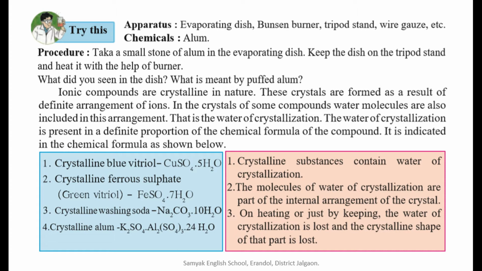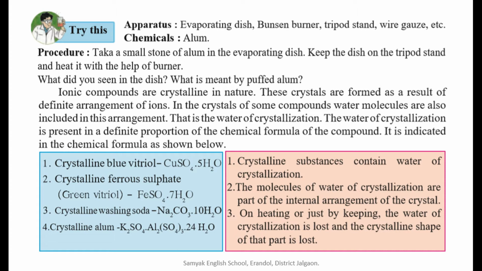Now let's look into this. Ionic compounds are crystalline in nature, and these crystals are a result of a definite arrangement of ions in their structure. In the crystals of some compounds, water molecules are also arranged in their structure, and this is the water of crystallization. This is present in a definite proportion in the chemical formula of each compound, and it is indicated by the chemical formula. Now have a look at how it's shown.